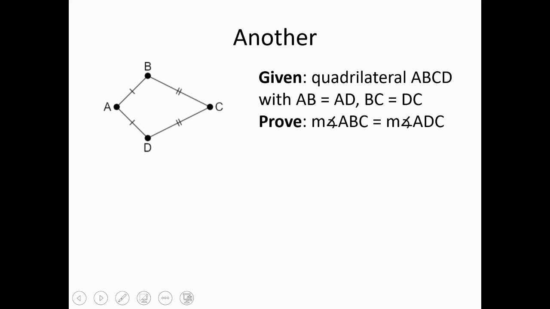So let's take a moment to assess to make sure we understand what we have been told and what we have been asked to do. We have this quadrilateral ABCD with AB equal AD and BC equal DC, that's marked in the diagram. And we wish to prove that the measure of angle ABC is equal to the measure of angle ADC.